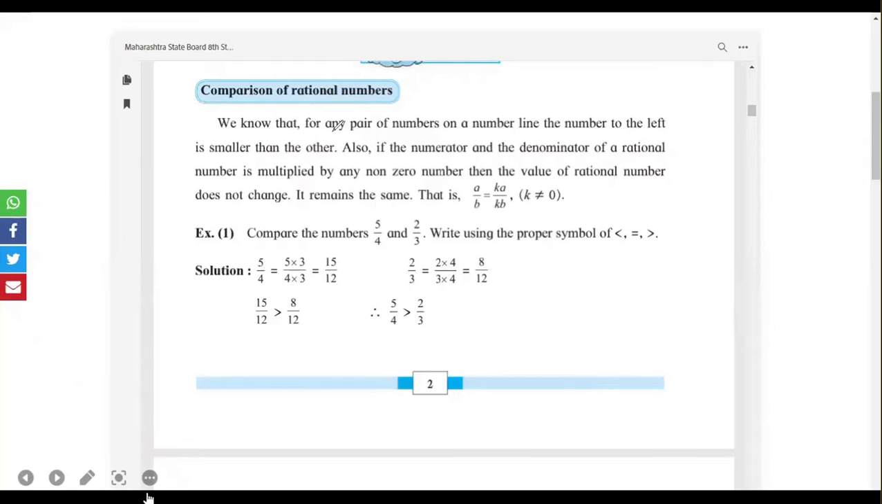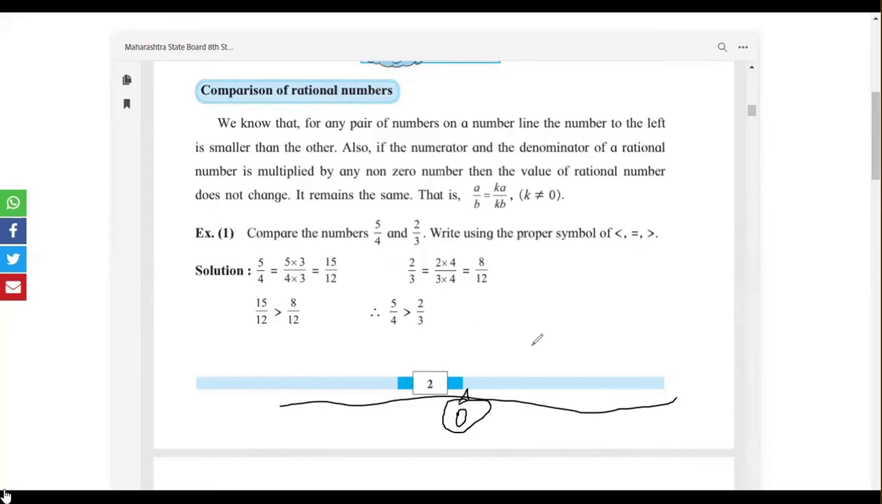Let's learn comparison of rational numbers. We know that on any pair of numbers on a number line, the number to the left is smaller than the other. So when we are drawing a number line, this is our 0, this is our right hand side, and this is our left hand side. So the numbers which are on the left hand side, they are smaller than the numbers on the right hand side. Even they are smaller than the number 0.